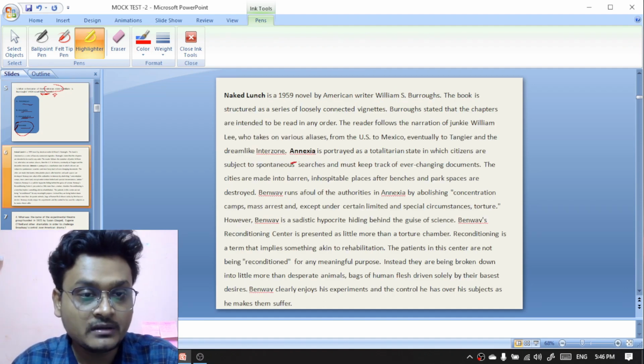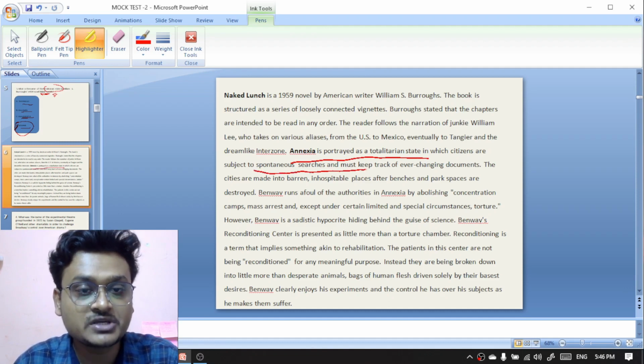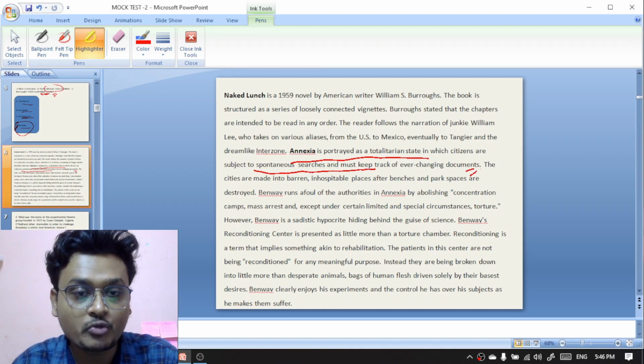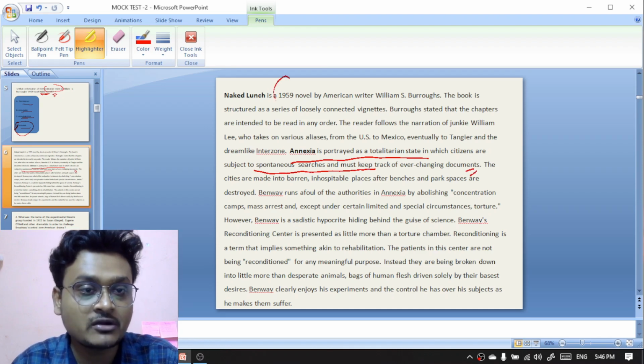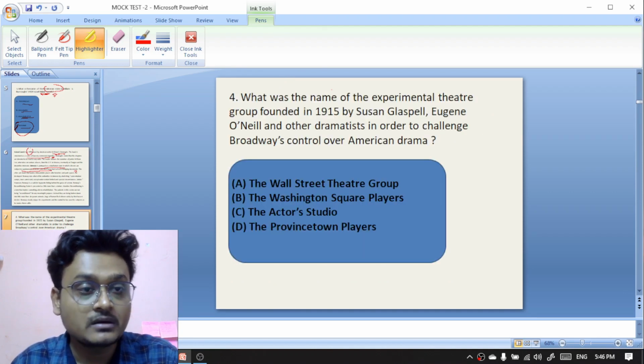Annexia is portrayed here as a totalitarian state in which citizens are subject to spontaneous searches and must keep track of ever-changing documents. Naked Lunch is a 1959 novel by American writer William S. Burroughs, and this book is structured as a series of loosely connected vignettes. Moving to the next question.